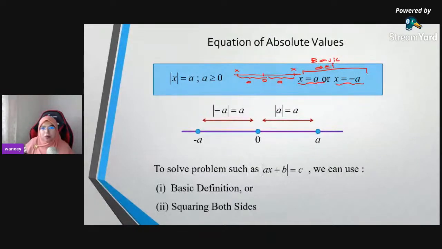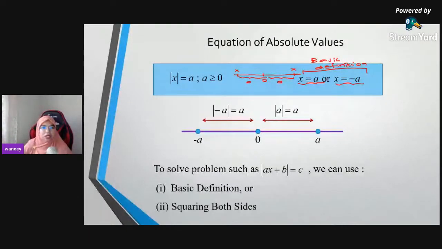That means we're going to open the modulus sign. One of them will be positive, another one will be negative. Squaring both sides means you simply put them inside a bracket with a square on the left hand side and right hand side, then expand them and solve to get the value of x. So that is squaring both sides.